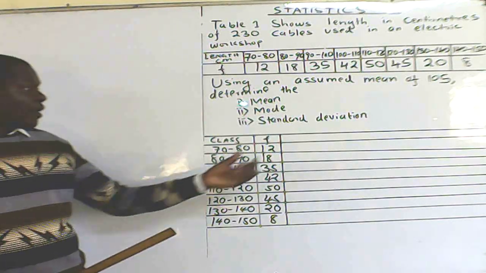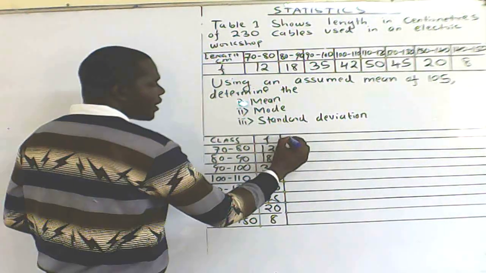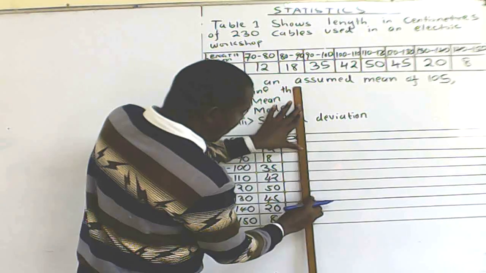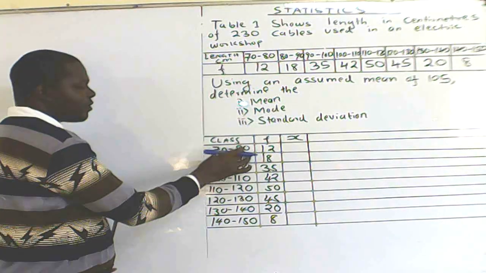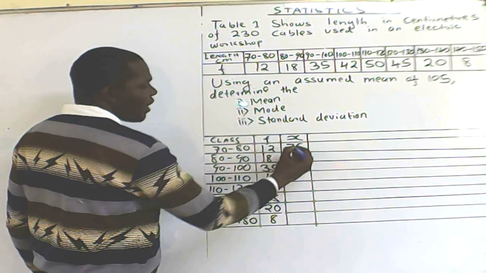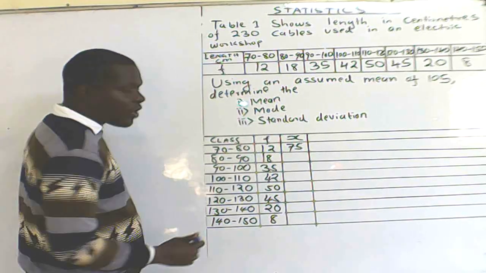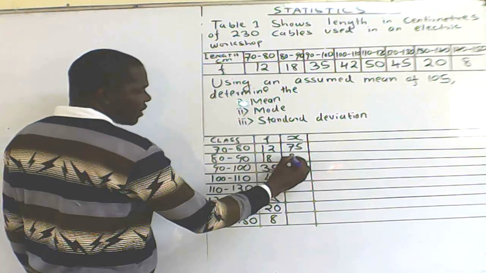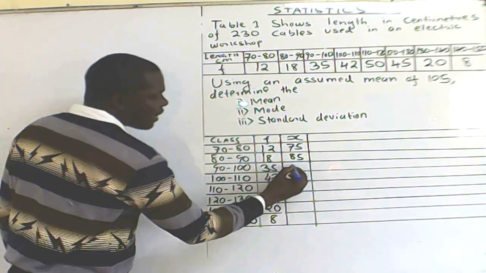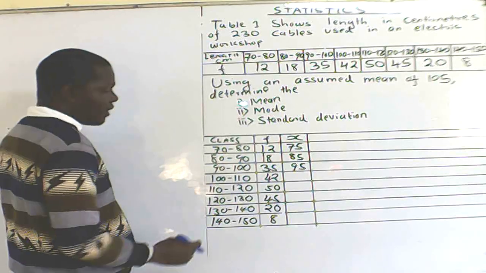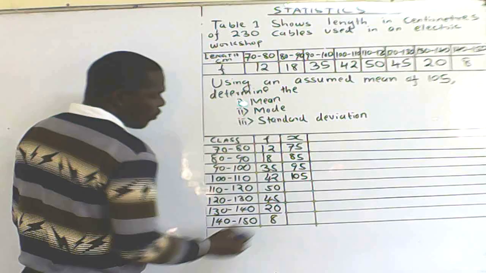So we now get the midpoint, the one representing each class. We can denote the midpoint with the variable x. What is the midpoint between 70 and 80? The average of 70 and 80 is 75. The midpoint of 80 to 90 is 85. The midpoint of 90 to 100 is 95. The midpoint of 100 to 110 is 105.